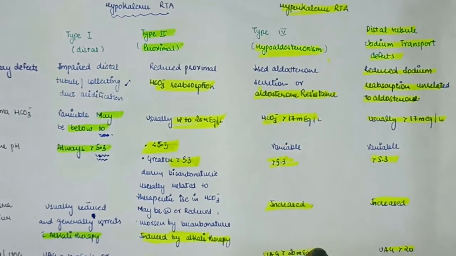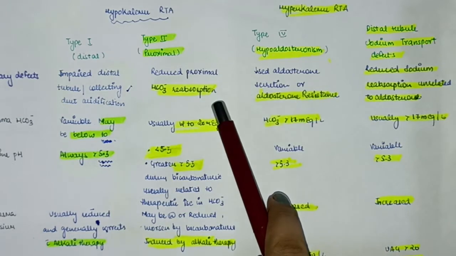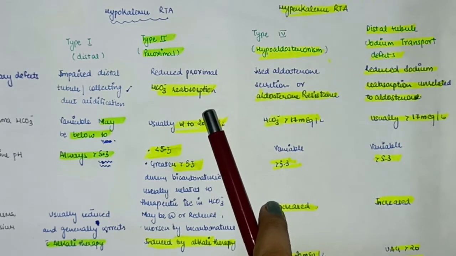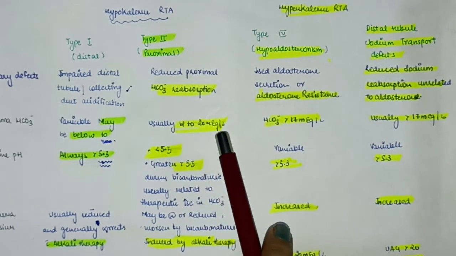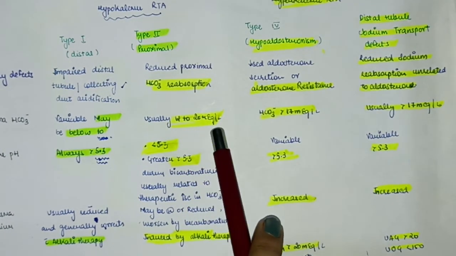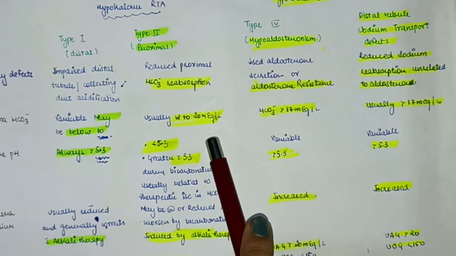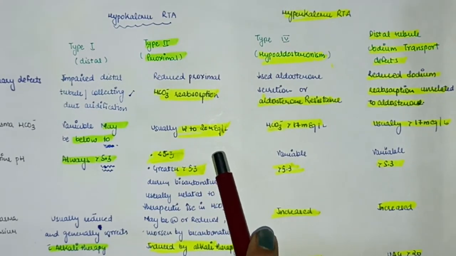So moving to type 2 RTA, in type 2 RTA there is reduced proximal bicarbonate reabsorption. There is proximal tubular dysfunction which results in increased bicarbonate excretion, or there will be a defect in bicarbonate reabsorption. So plasma bicarbonate level is usually 12 to 20 milliequivalent per liter, but if we have given alkali therapy from outside, there will be more bicarbonaturia, resulting in a decrease in plasma bicarbonate.